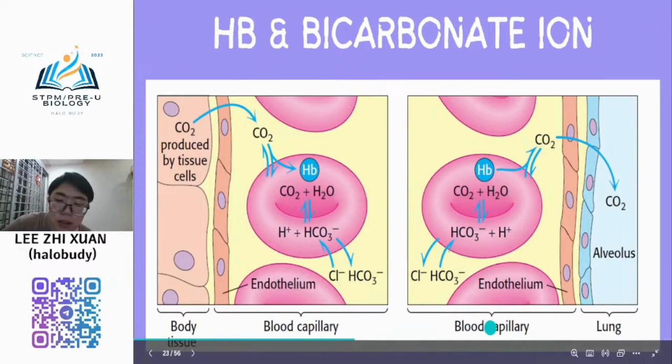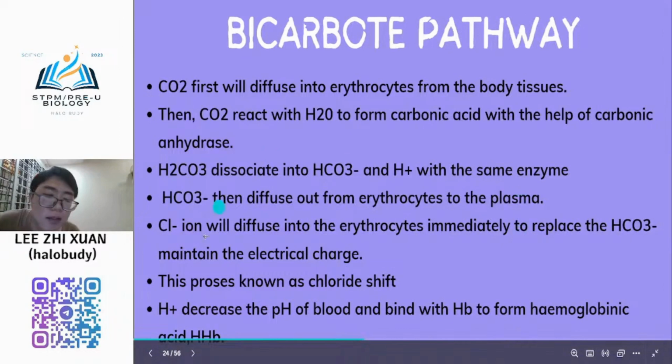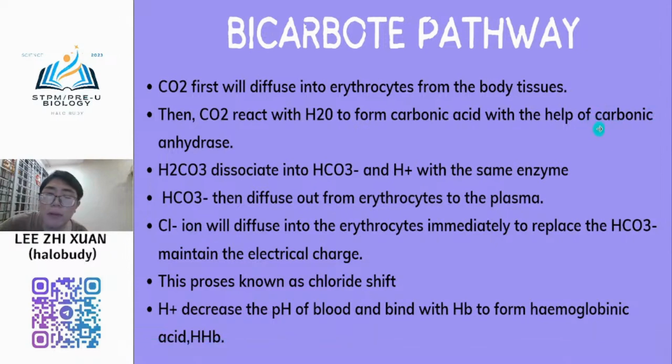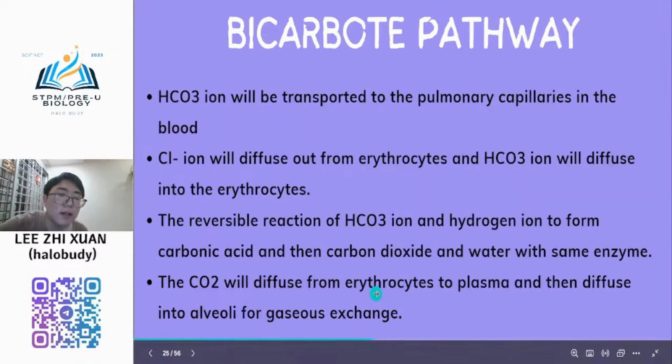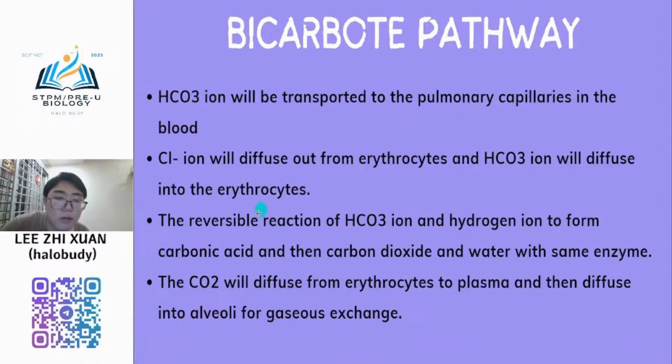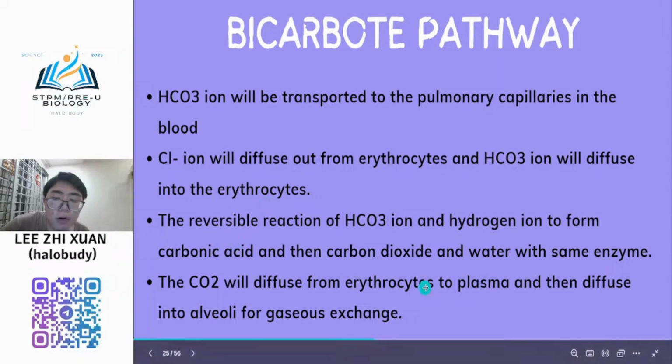So any questions? Any misunderstanding or any clue? So this is the explanation, and I think I already explained all of it. The most important are carbonic anhydrase, carbonic acid, and then the chloride shift. Another one, nothing. I think I already explained all of it.